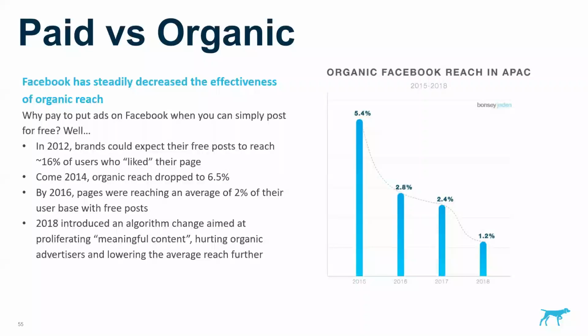In 2018, there was another algorithm change aimed at proliferating quote-unquote meaningful content. So if your free posts weren't setting the world on fire, then Facebook just didn't deliver them to people.